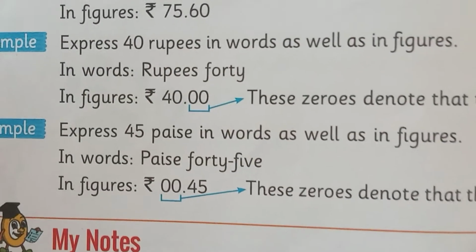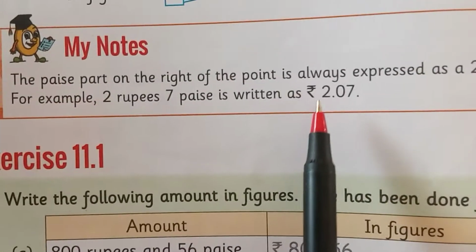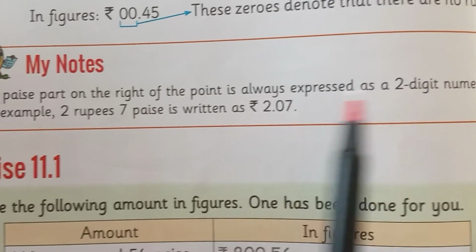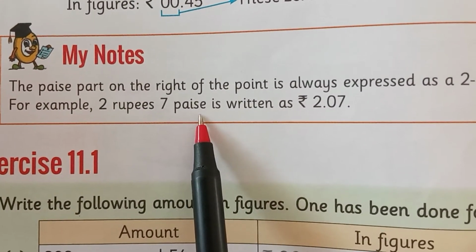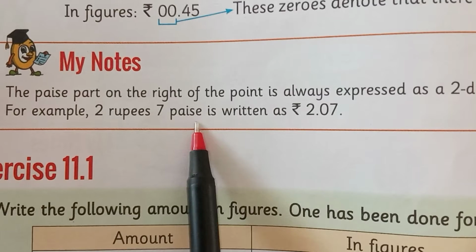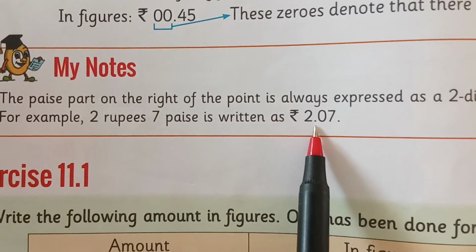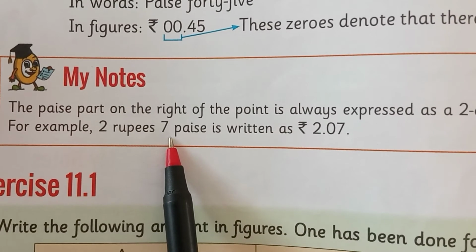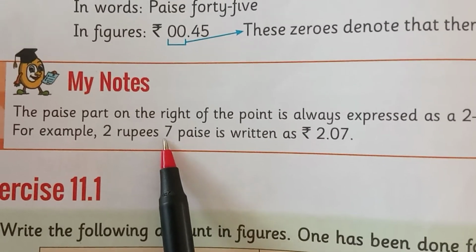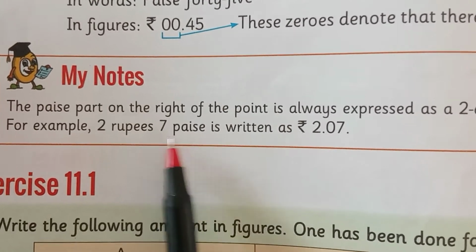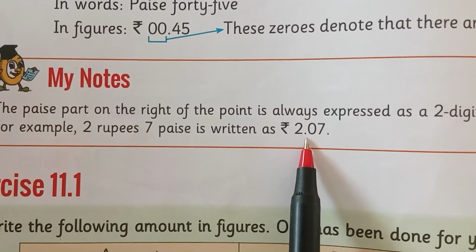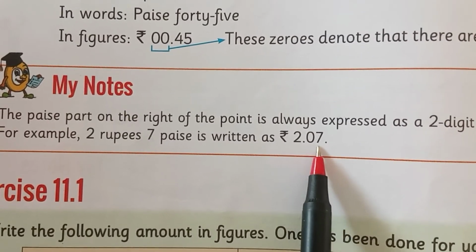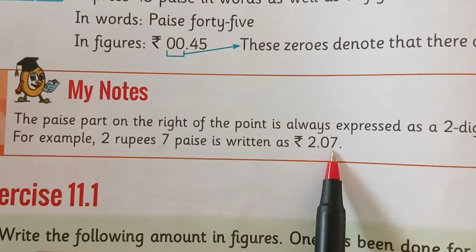The paise part on the right side of the point is always expressed as a 2-digit numeral. Suppose we have 2 rupees 7 paise. So you will write rupees 2.7, but 7 is a single digit number, so you have to make it a 2-digit number. So you will use 07. So we will write rupees 2.07. Paise is always a two-digit number. I hope you are getting it.